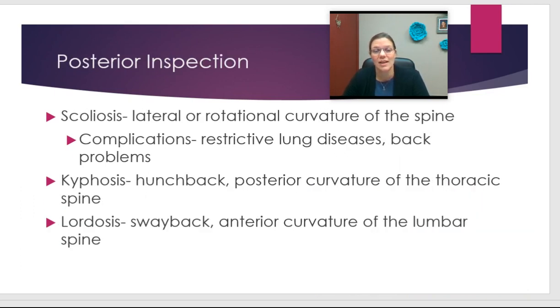For posterior inspection, you can see if somebody has scoliosis, which would be a lateral or rotational curve of the spine. Complications of scoliosis on the respiratory system are that it can restrict the lungs, and you might end up with a restrictive lung disease. And of course, there's back problems. There's also kyphosis or hunchback, where the back of the thoracic spine is curved, or lordosis, which is called sway back as well. And it's an anterior curvature of the lumbar spine.